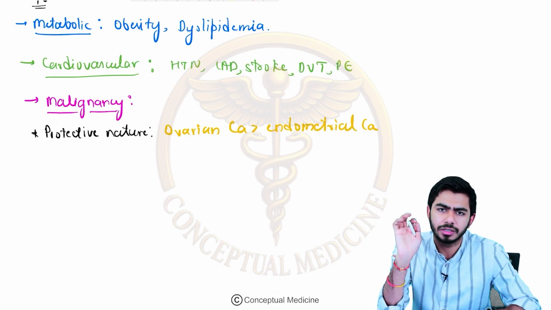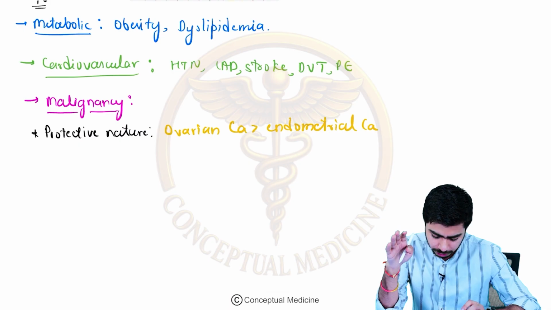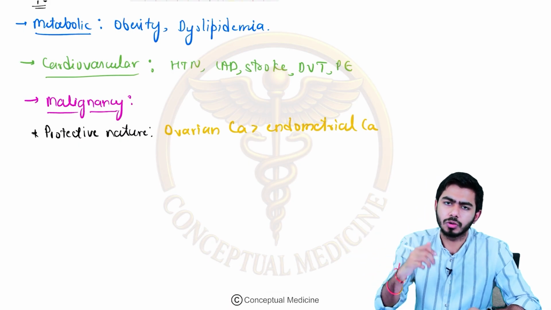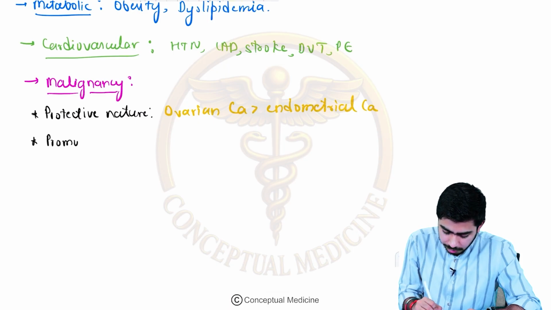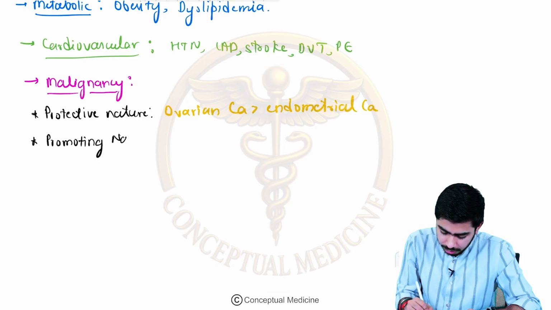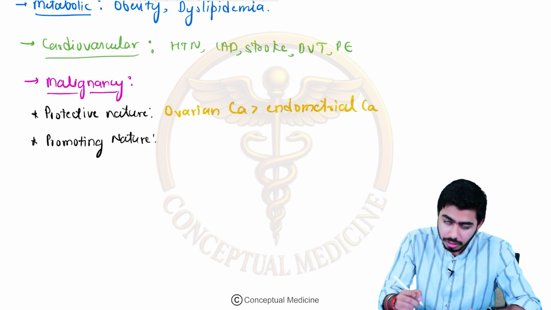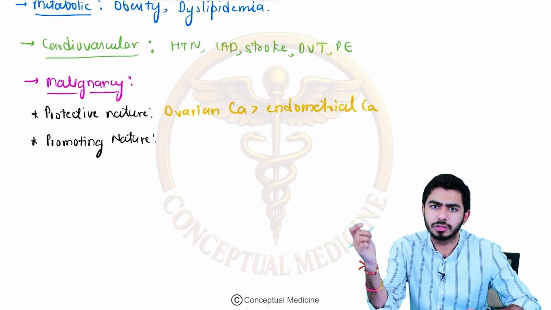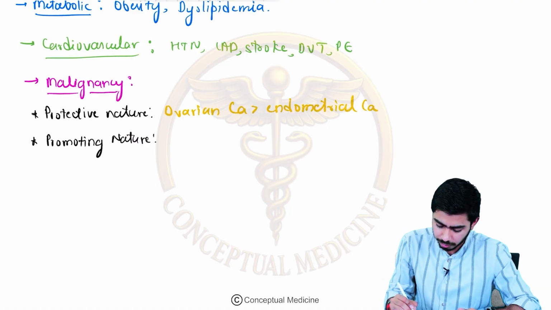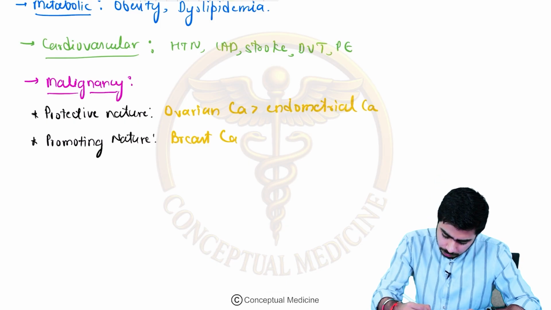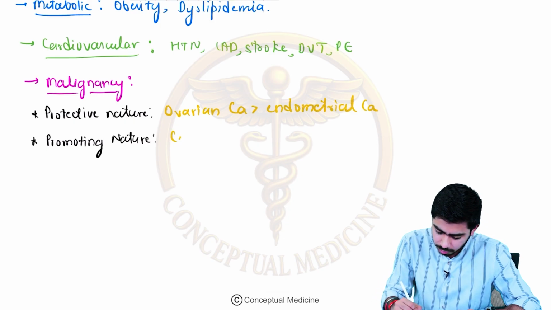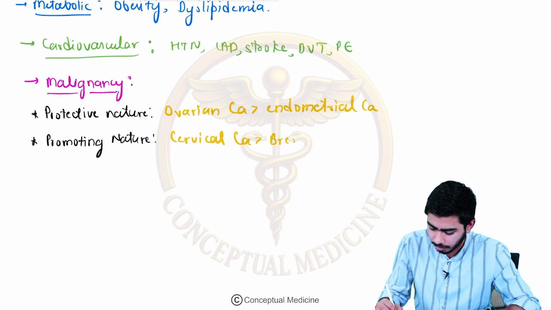So ovarian CA is the cancer where OCPs, or oral contraceptive pills, are protective in nature. And if you talk about promoting nature, they are promoting some kinds of cancer, so obviously you will not provide OCPs in patients who have these cancers. Which cancers am I talking about? For example, breast CA and cervical CA. But the best answer here is cervical CA, so I will write cervical carcinoma first, then breast carcinoma.